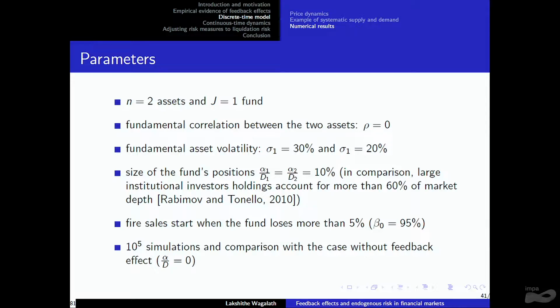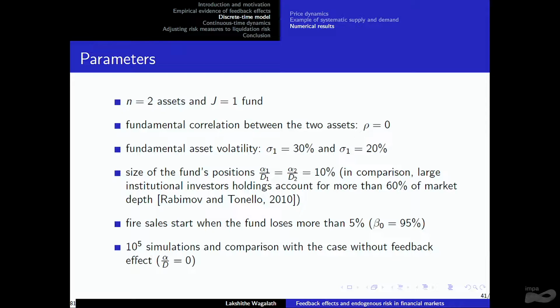So asset 1 has a volatility of 30%, asset 2 has a volatility of 20%, and the fund has a certain size in each asset. So alpha 1, the size of the fund's position compared to the first asset's liquidity, is 10%. So it means that the fund holds 10% of the market depth of asset 1. That's the holdings, and same thing in asset 2.